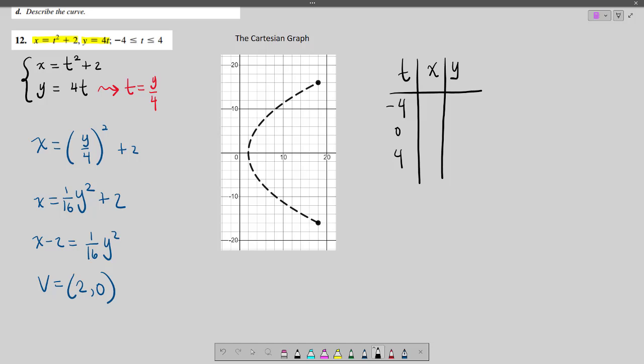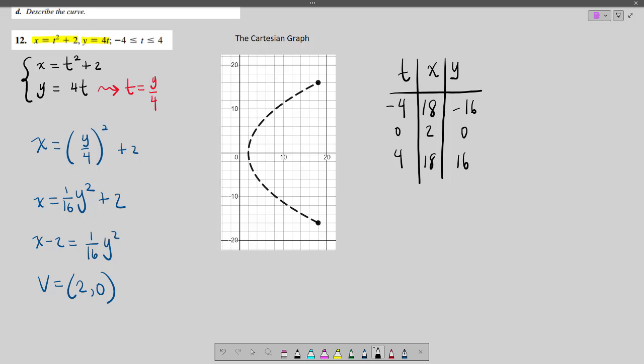curve. So plug in the -4 into the top equation, we get 18. Plug in +4, we also get 18. Plug in 0, we get 2. So those are our x values. And then we plug our t values into the lower equation, and we're going to get -16, 0, and +16.